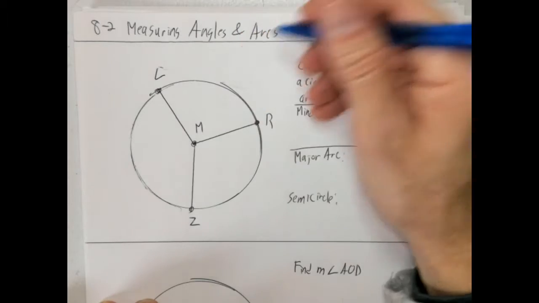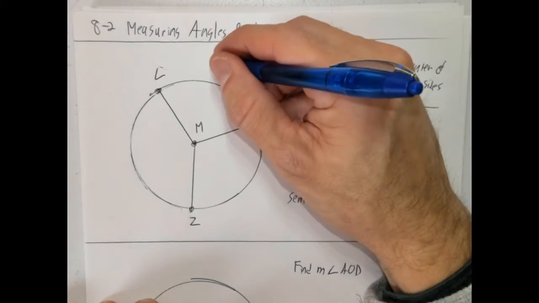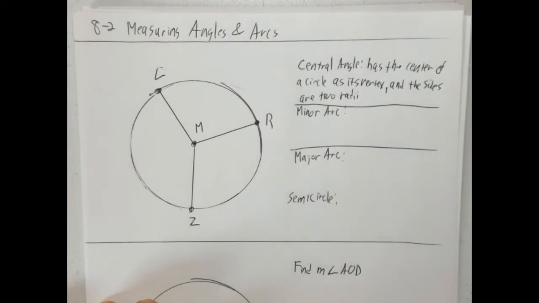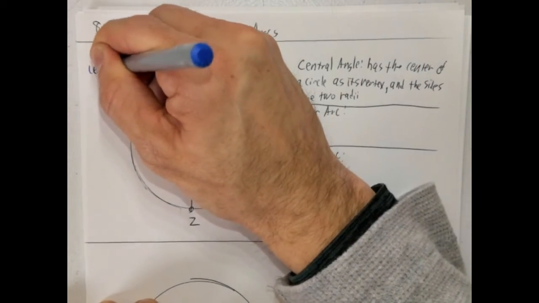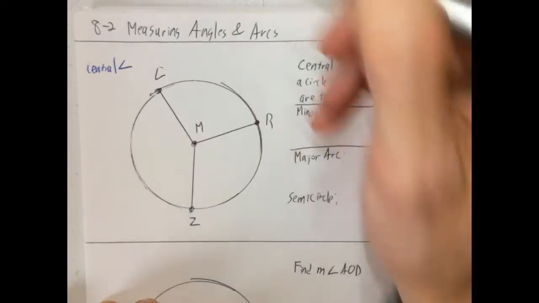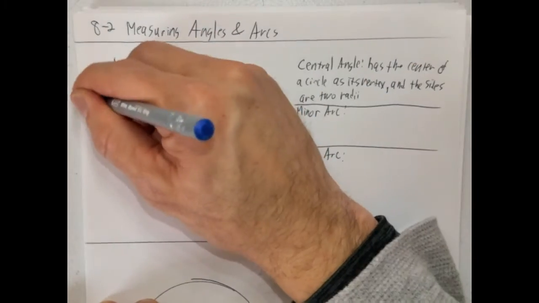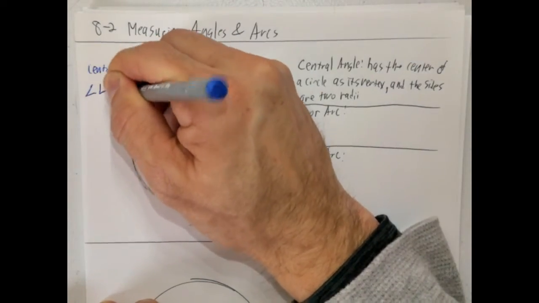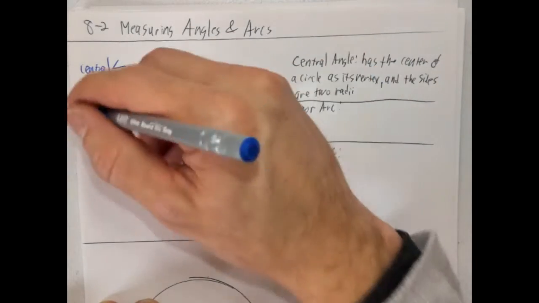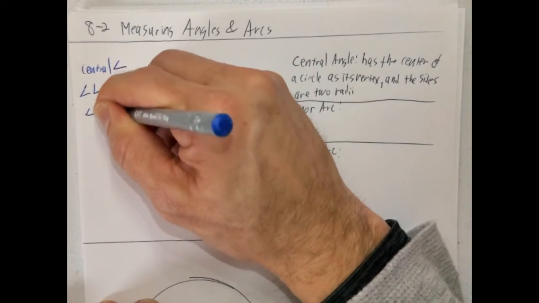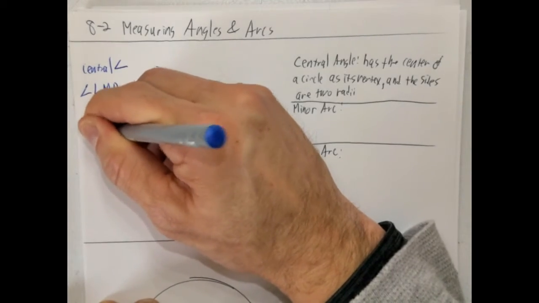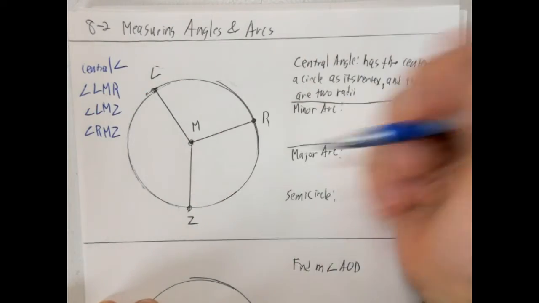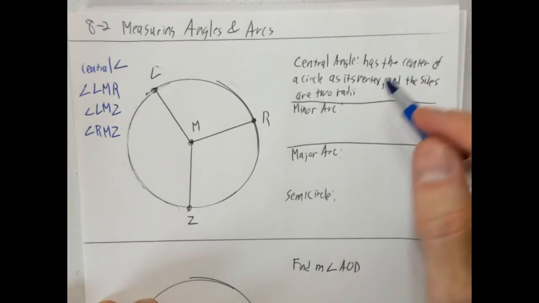So for example, I'll do this one. Central angle, it's right over here. Angle LMR. Another one would be angle LMZ. Another one would be angle RMZ. And those would be examples of central angles, okay?